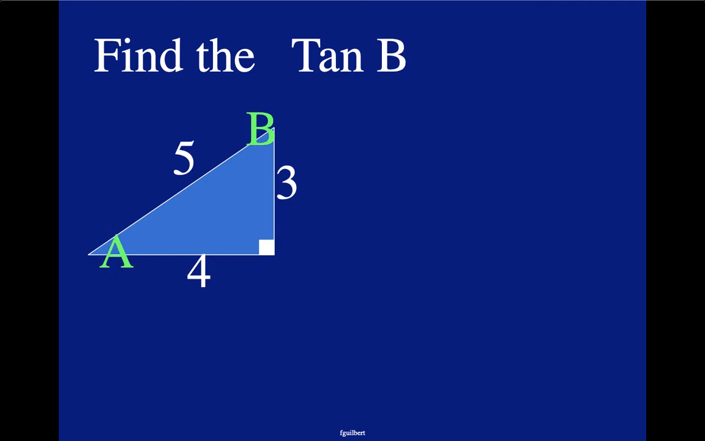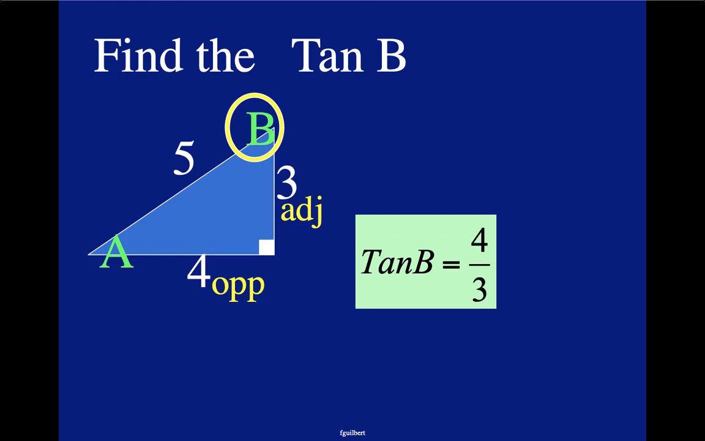Same triangle, but this time we're looking for the tangent of B. So I'm looking for a ratio, a fraction. Here's my angle B, but this time the opposite side is 4 and the adjacent side is 3. So the tangent of B is 4 over 3. This is the reciprocal of the tangent of A.